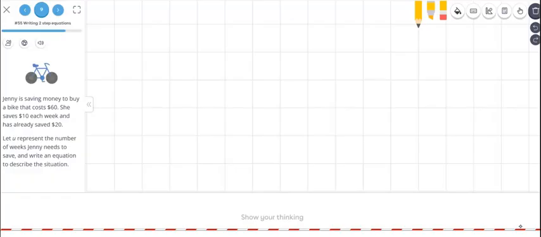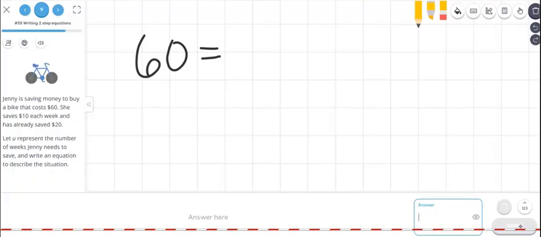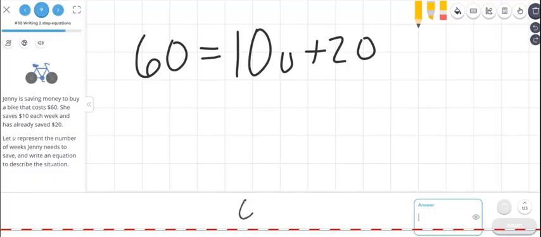Jenny is saving money to buy a bike that costs $60. That's the total. She saves $10 each week, and we're going to use U for the number of weeks. So $10 each week, and has already saved 20. So we get 60 equals 10 U plus 20.